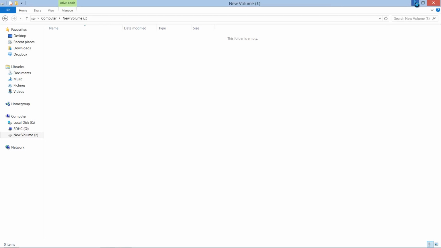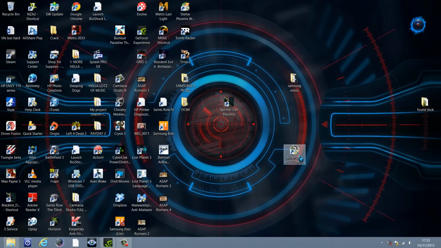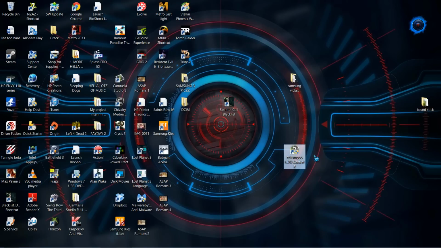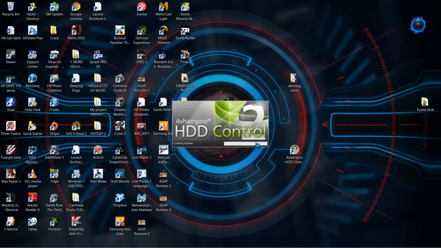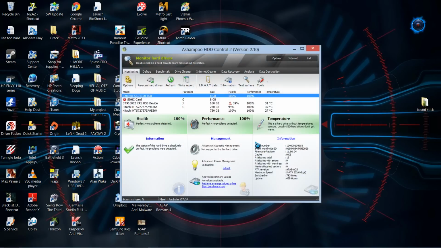But what I'm going to introduce to you guys is this application right here that I downloaded from the website. It's Hard Disk Sentinel, HDD Control 2. It's a very good application if you want to use it to maintain your hard drive and have a look at your hard drive, to defragment it, to do a benchmark on it, a drive cleaner, and all this stuff. But what I'm mainly going to be discussing right now is the health of this drive.